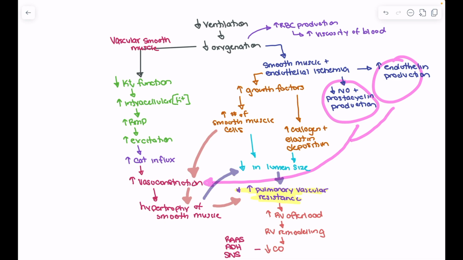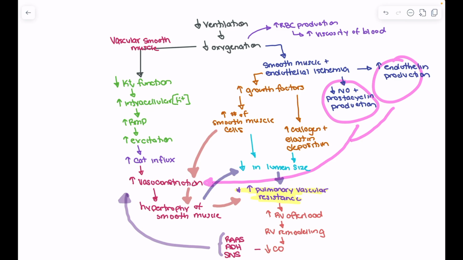And the issue with this is that chronic reduction in cardiac output leads to compensatory mechanisms. We activate the renin-angiotensin-aldosterone system, we activate the ADH system, we activate the sympathetic nervous system. And the end consequence of that is going to be either an increase in blood volume, which means now I'm pushing more fluid through a reduced lumen size, or the majority of these things are also going to promote vasoconstriction. So we're going to get even further vasoconstriction.